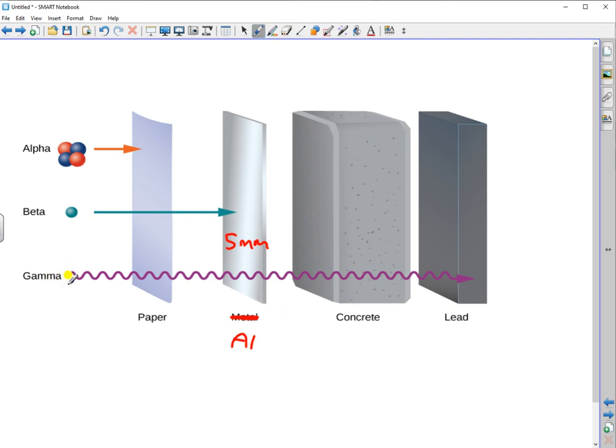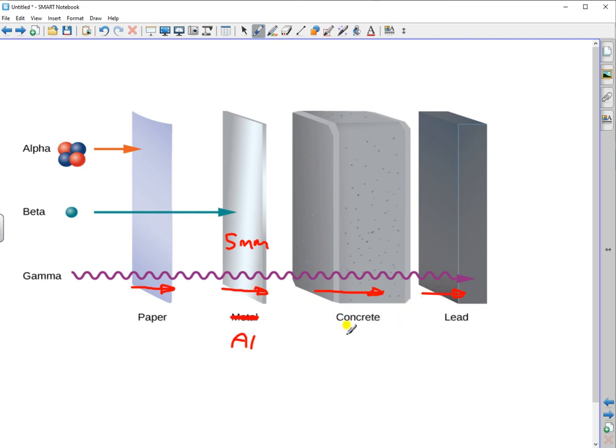Now what's strange is gamma radiation, because it's an electromagnetic wave with no mass and no charge, it can't collide with things. It can't collide with atoms, and it's not attracted to atoms. So paper has absolutely no effect whatsoever. It will just go straight through. It'll go straight through aluminium, and it'll also go straight through concrete and straight through lead.